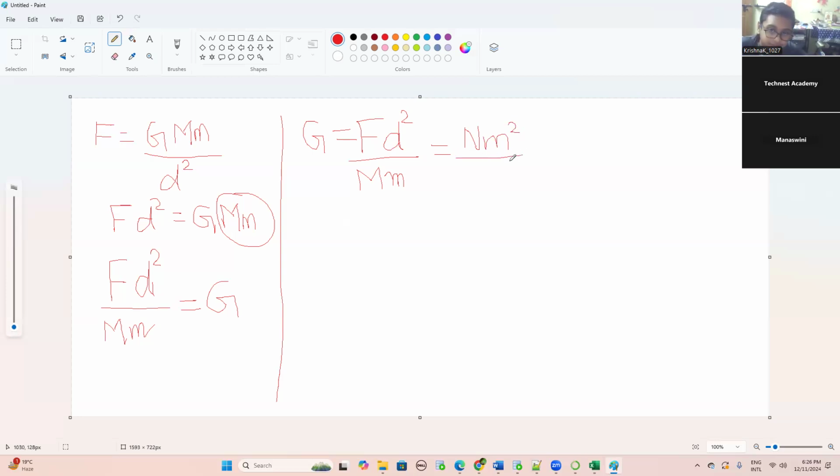Yes, sir. And this M is mass. We measure mass in which unit? Kg square. Kgs. We measure mass in kg square. Very good, Krishna. Very good.